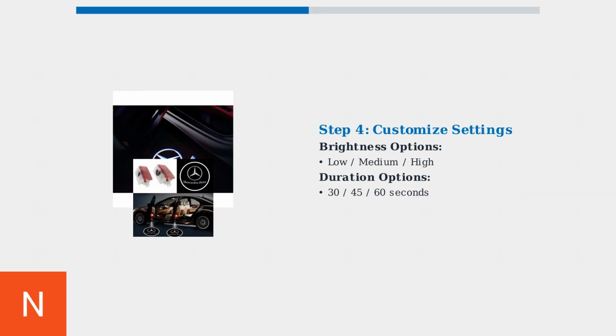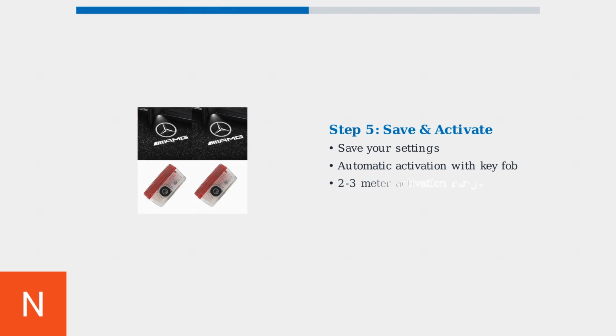You can adjust the brightness level between low, medium, and high settings and set the duration the lights stay on, typically ranging from 30 to 60 seconds. Finally, save your settings to complete the activation process.